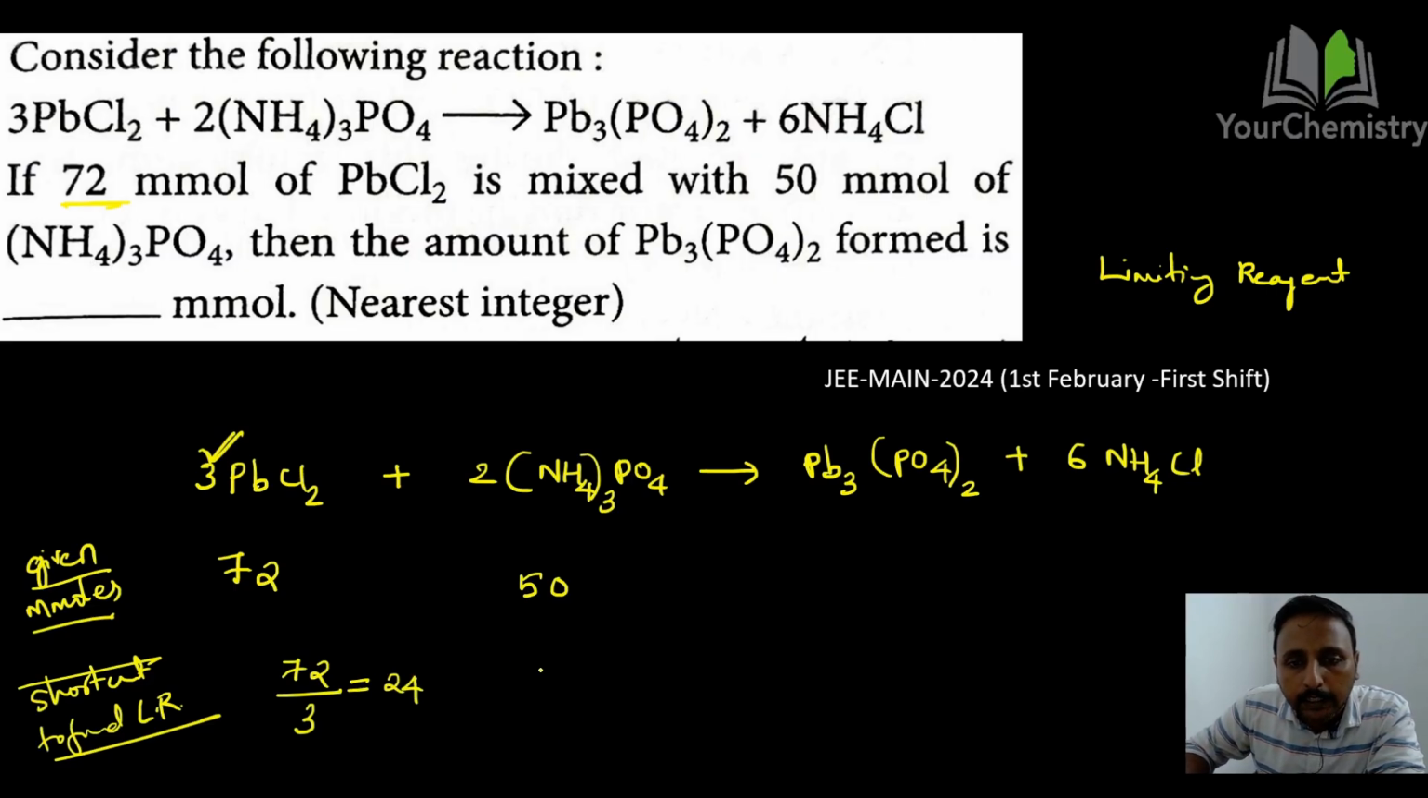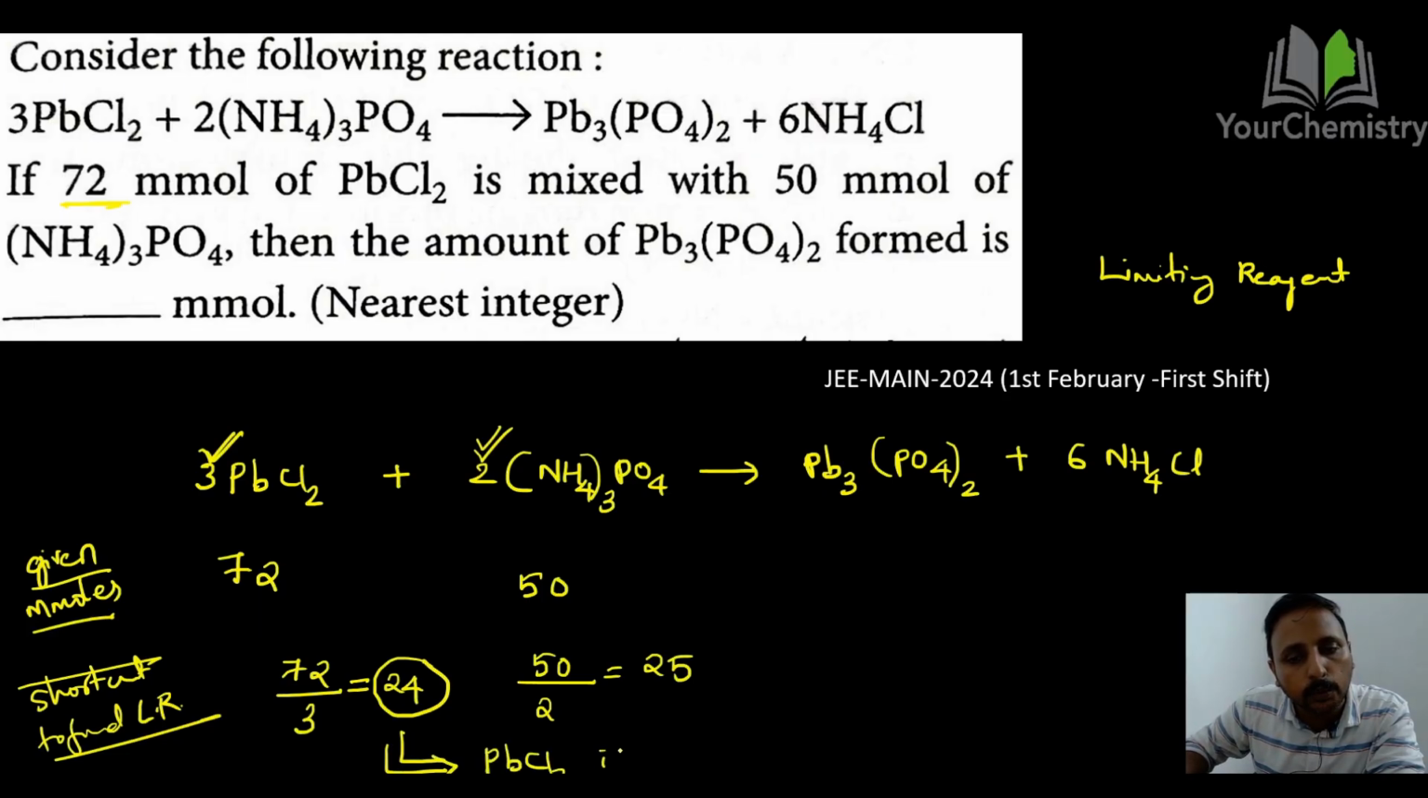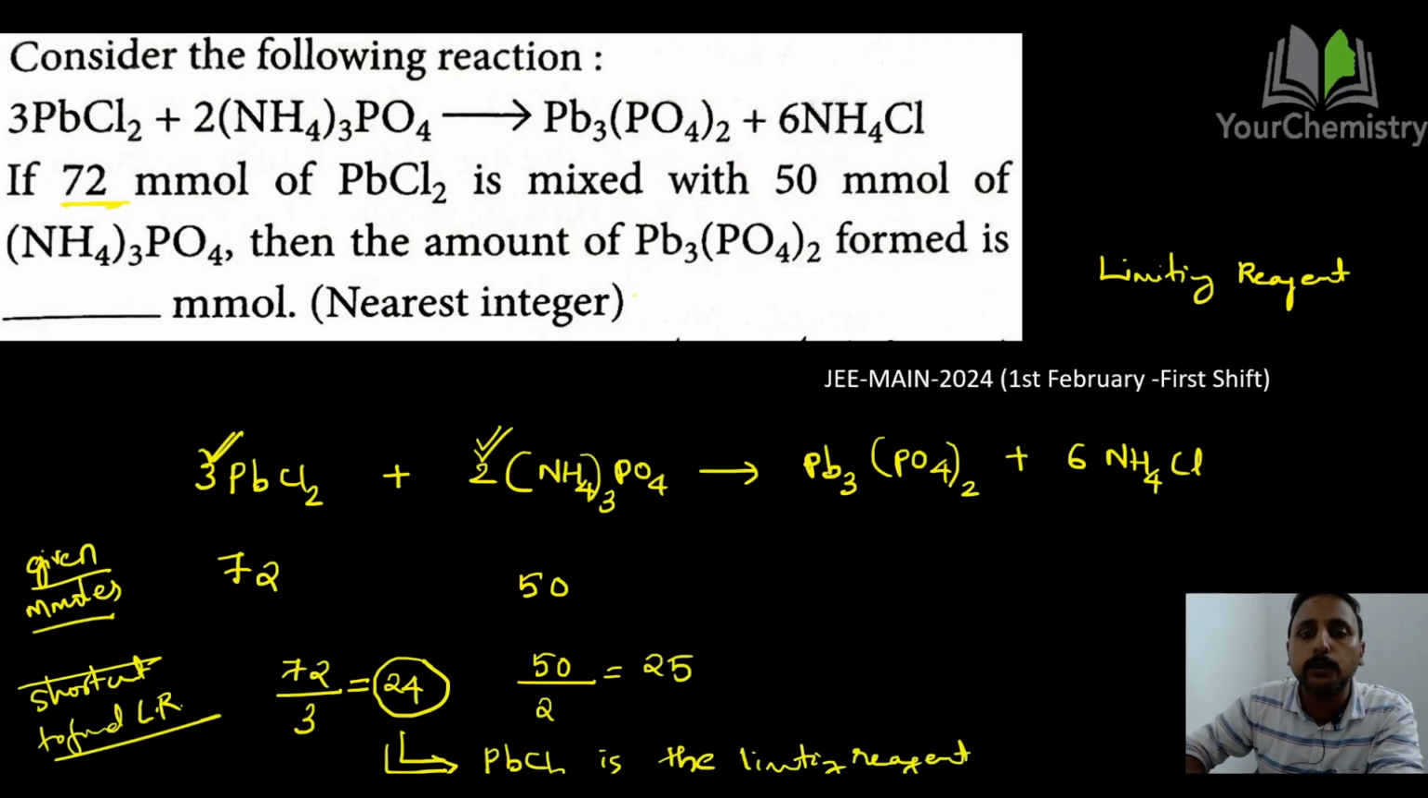Here, the given moles is 50, and the stoichiometric coefficient is 2. So 50 by 2, how much is it? 25. You can see which is the smaller number. Very clearly, 24 is the smaller number and 25 is the larger number. So what is the conclusion? PbCl2 is the limiting reagent. That means PbCl2 is going to determine how much lead phosphate will be formed, and ammonium phosphate will be the excess reagent in the given question. I hope it is clear.